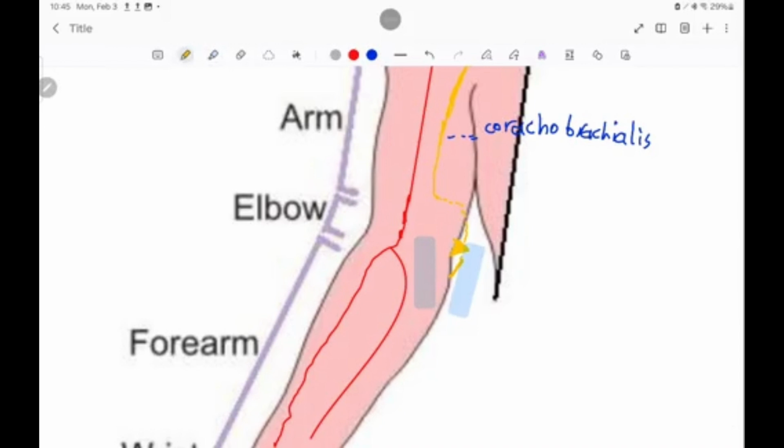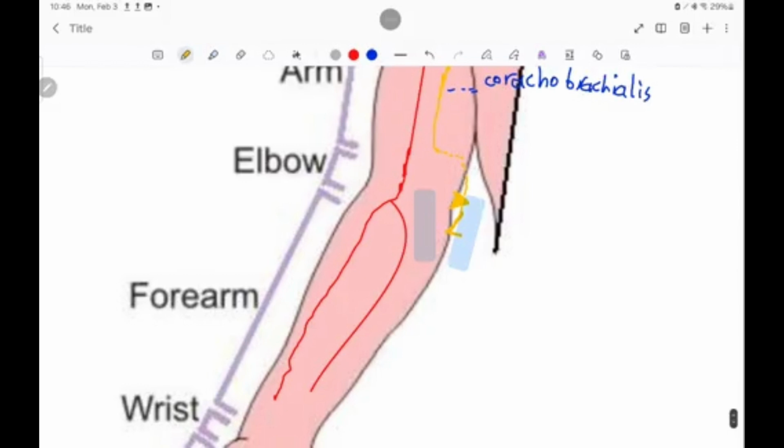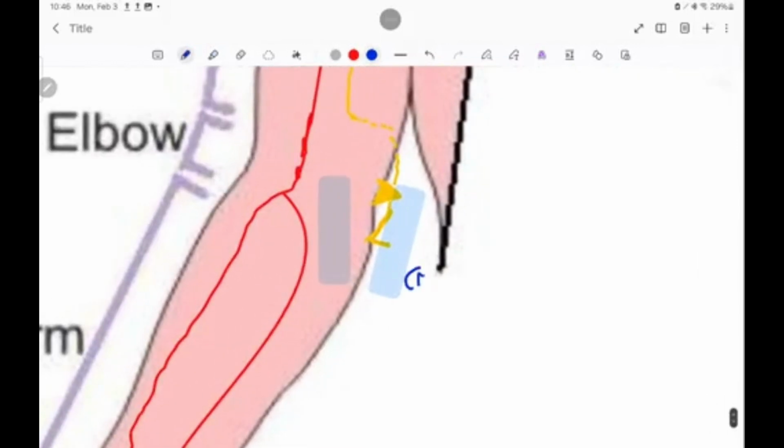Okay, what's the muscle that's deep to the flexor carpi ulnaris? Yes, correct. It's the flexor digitorum profundus. So this nerve, the ulnar nerve, as the name suggests, supplies flexor carpi ulnaris. So of course this ulnar nerve will supply the flexor carpi ulnaris. Okay, here is the flexor carpi ulnaris.